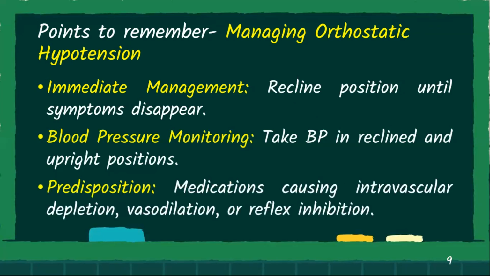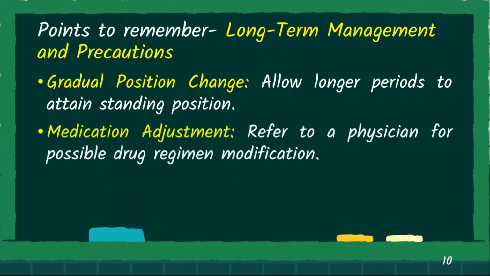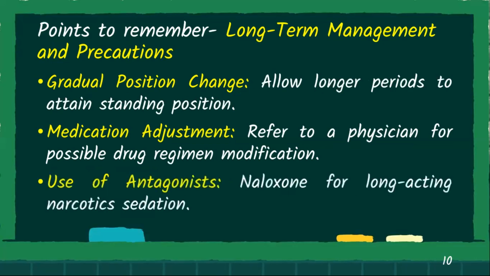Medications like diuretics, antihypertensives, narcotic analgesics, and beta blockers can increase the risk of orthostatic hypotension in patients. Patients should stand up slowly, taking breaks to let their cardiovascular system adjust. Those with severe hypotension should consult their physician for potential medication adjustments. Naloxone may be necessary for patients sedated with long-acting narcotic analgesics.